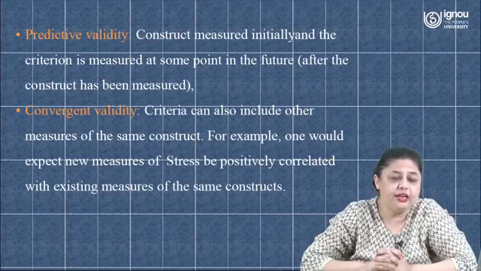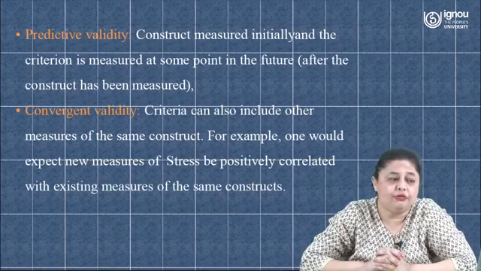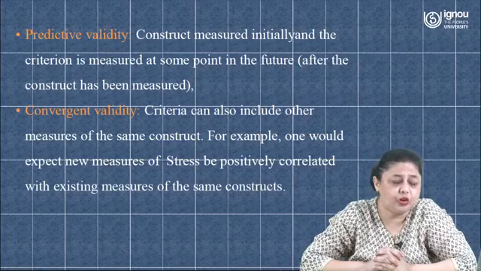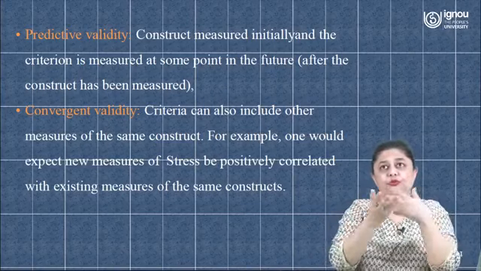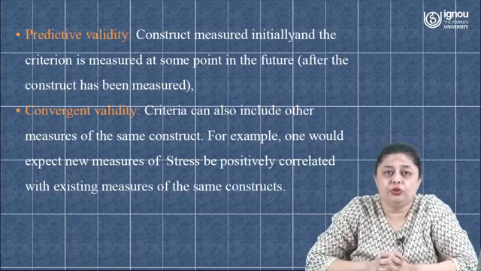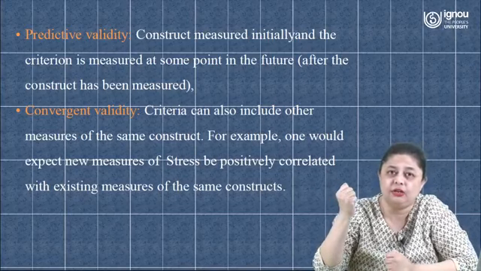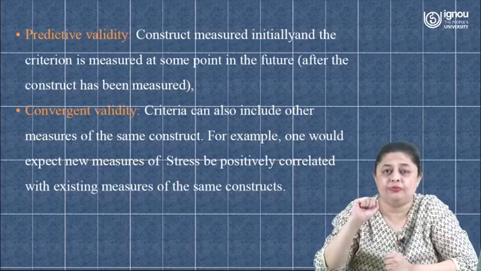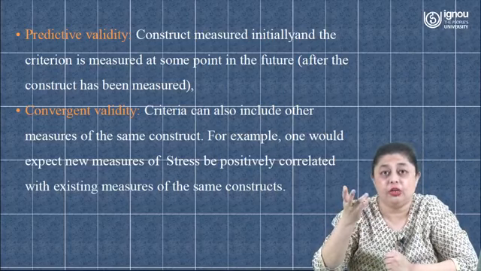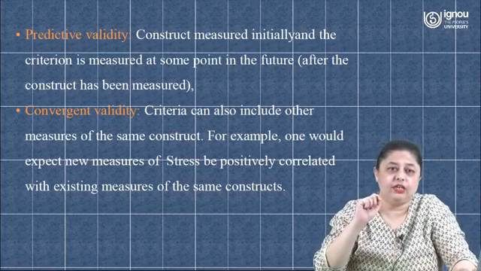There is convergent validity as well, where the criterion can also include other measures of the same construct. For example, suppose you are measuring stress, and you have come up with an occupational stress scale. To see whether it is valid or not, you can correlate it with another job stress scale that is already available. So if you see there is a positive correlation between the two, then definitely you can say, that is measuring job stress, mine is also measuring occupational stress, so definitely my scale is all right. That is what is convergent validity.